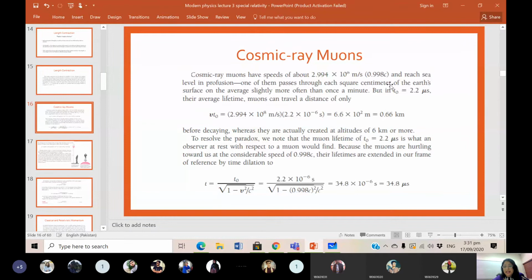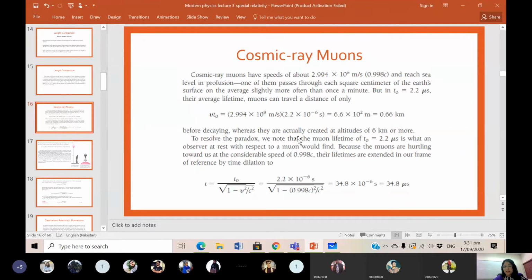If it moves with this velocity from the sun or outer space, from wherever it's coming from, and it has an average lifetime of this much, can I multiply this velocity with this time to get an average distance over which it can travel? Yes. So basically it can travel a distance of only this velocity times this time, which is its average lifetime. So it takes 0.66 kilometers before decaying. It can travel only this much distance before decaying.